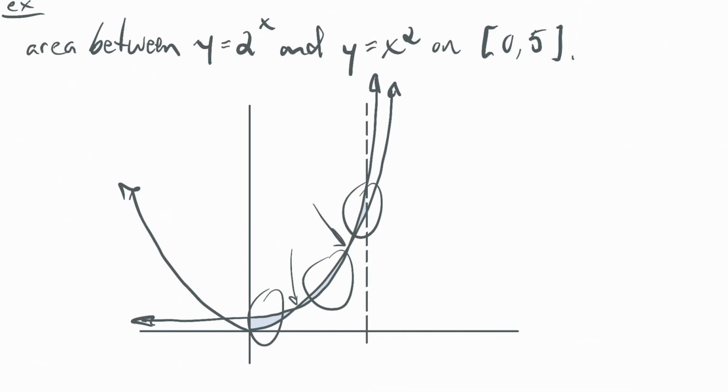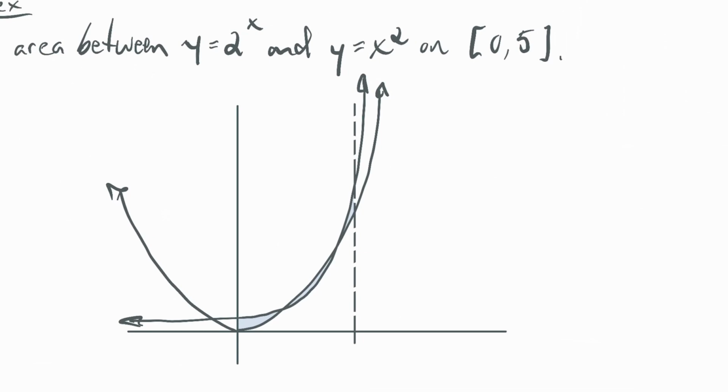And which function is the top function? The top forms the top end of our rectangle, and that switches, right? So how are we going to figure that out? Well, as I said earlier, you just set the two functions equal to each other and see what you get. So if I do 2 to the x equals x squared, you can see pretty quickly that that might be a challenge. This is what's often called a non-algebraic function.